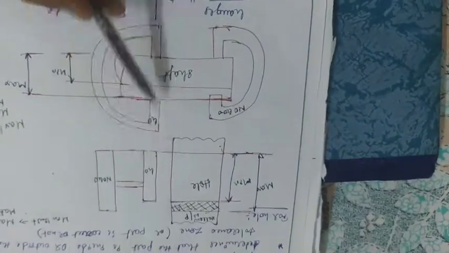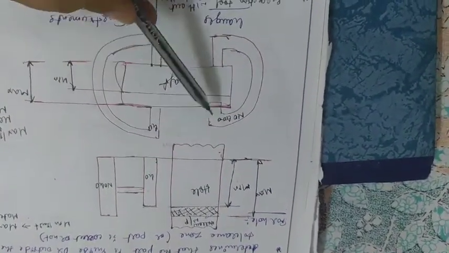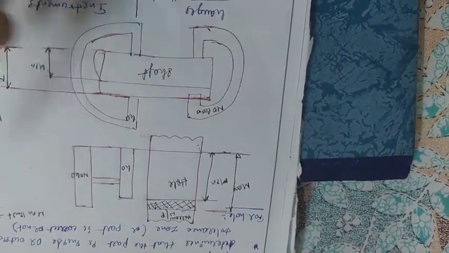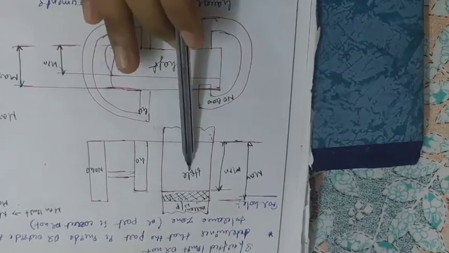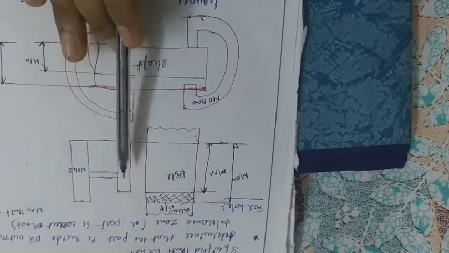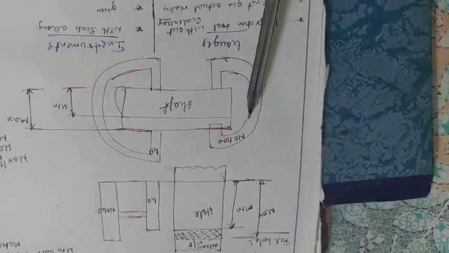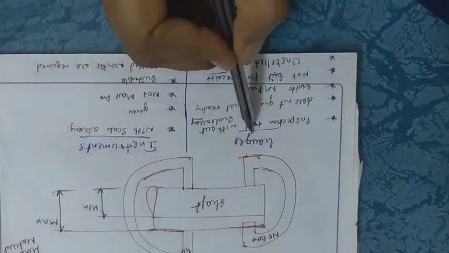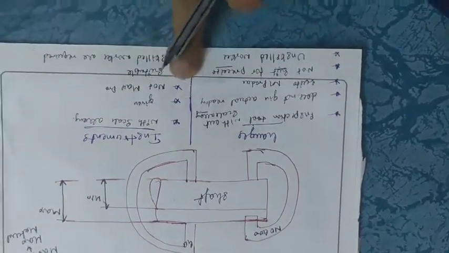So these two figures again I will explain in the Taylor principle with respect to go and no go gauge, and one more thing I will explain before going to the classification of the gauging. To measure the hole we can use the plug gauges. To measure the shaft we can use only the ring gauges for the go and no go type. So before going to the classification, I will just read out the difference between gauges and the instruments, which is a 5 marks question.